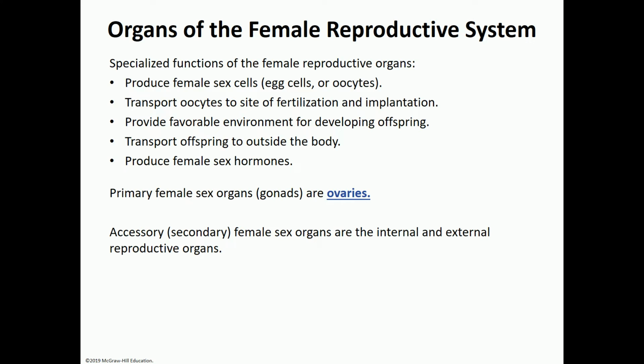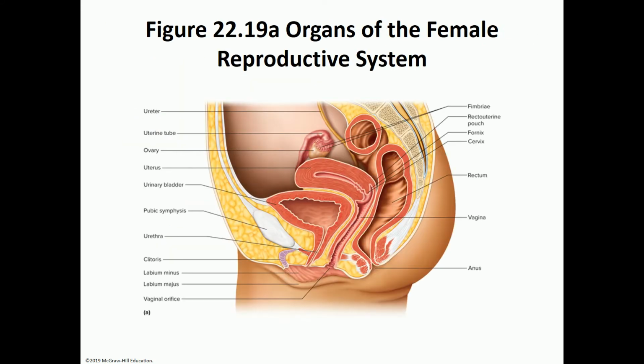The primary female organs are the ovaries, while the accessory female sex organs are everything else. Some of them are inside of the body, those are internal organs, and there are also external reproductive organs.